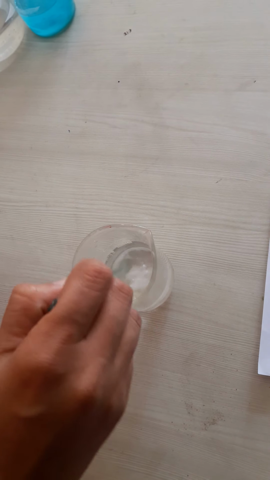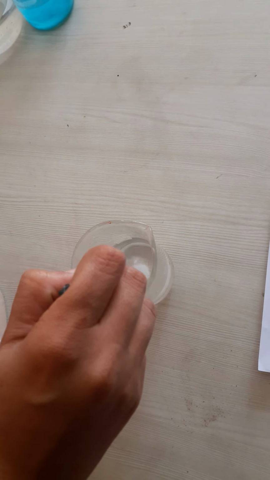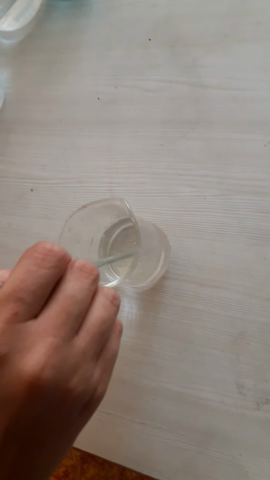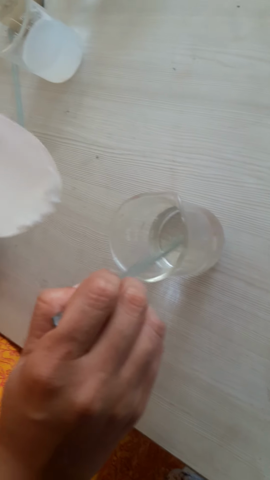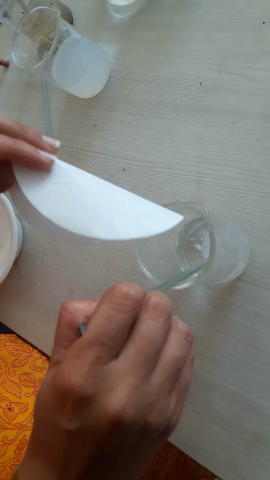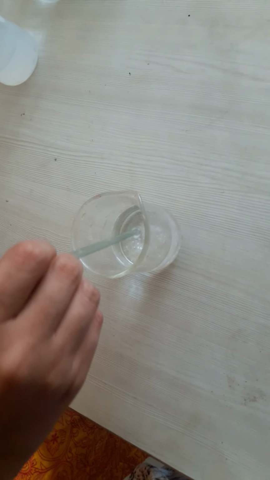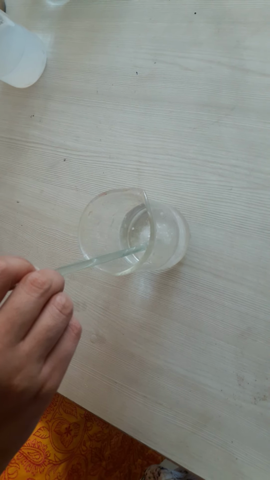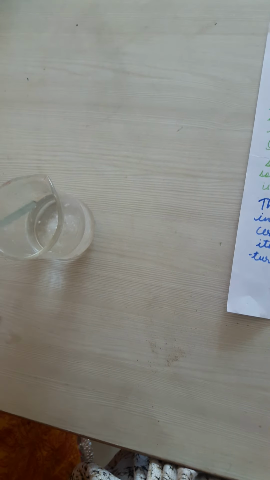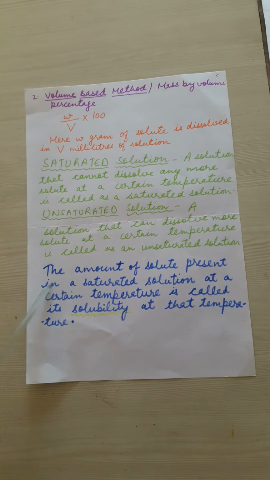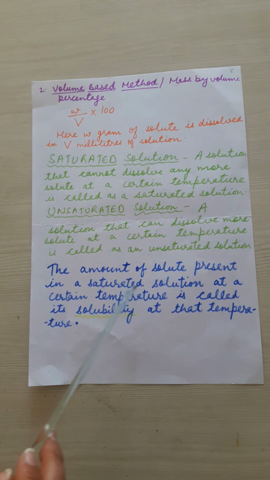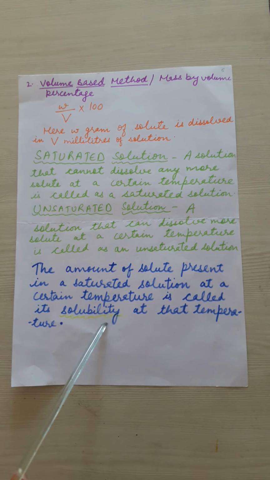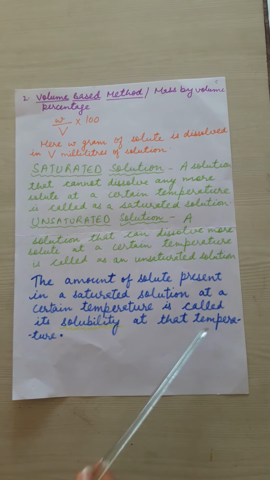The solute is salt and the solvent is water. Now the salt has completely dissolved. This is a saturated solution. If now I add more salt to this solution, the solution will become unsaturated and you can see the undissolved salt at the bottom of the beaker. The amount of solute present in a saturated solution at a certain temperature is called its solubility at that temperature.